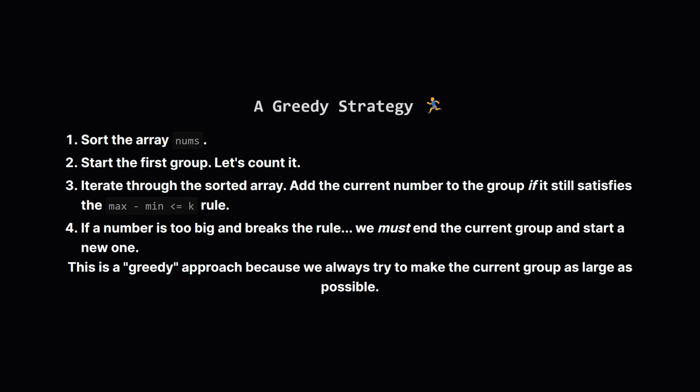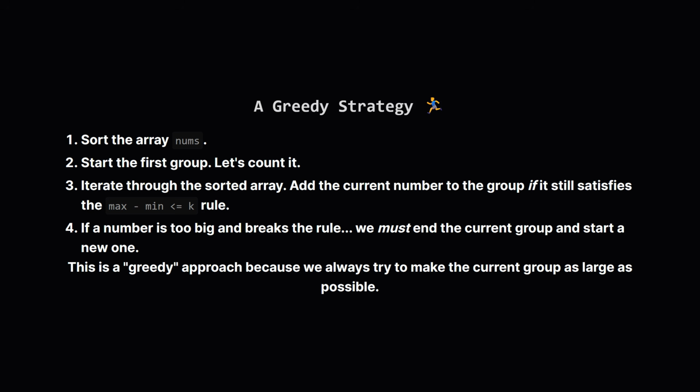First, we sort the array. Then, we start our first group with the very first number. We'll need a counter, let's set it to 1. Now, we just walk through the rest of the sorted list. For each number we see, we ask a simple question. Can this number join our current group? The check is easy. Is this new number minus the first number in our current group less than or equal to k? If it is, great.